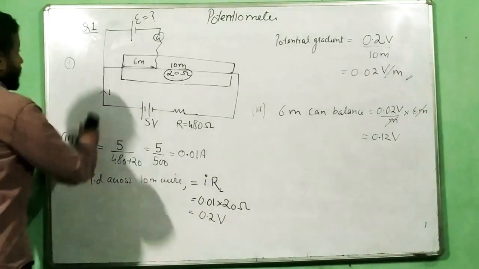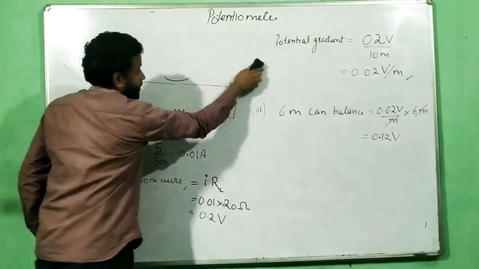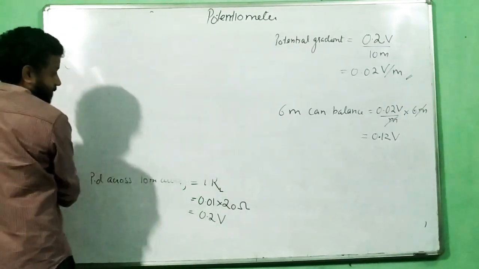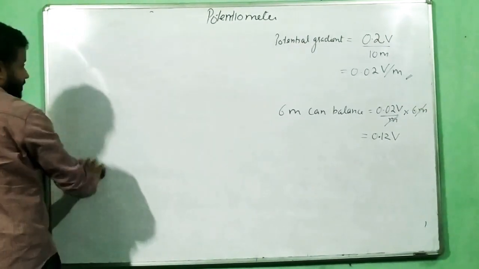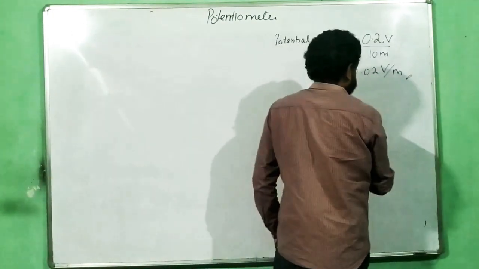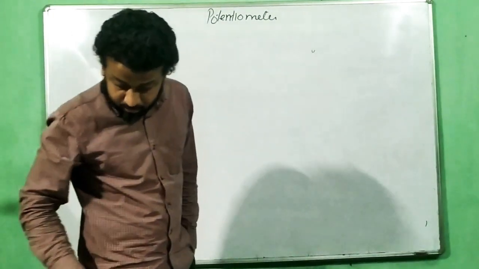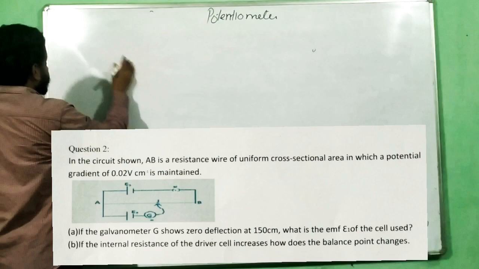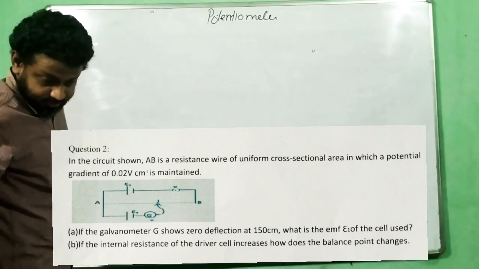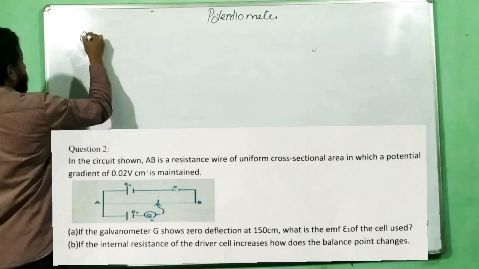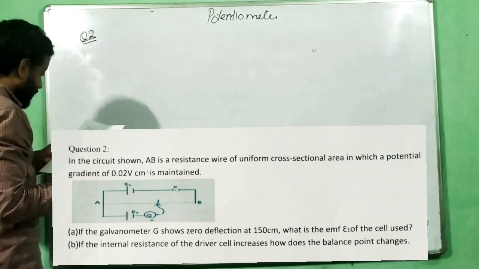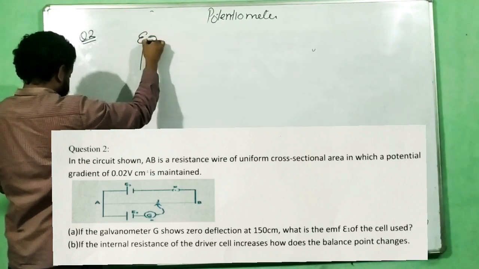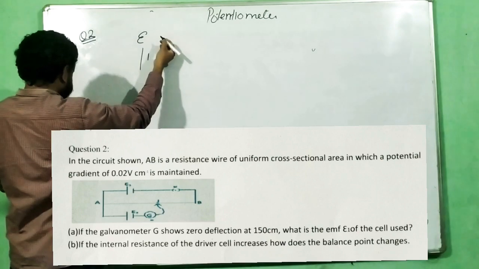And then we will go for the second question. Second question will now appear on your screen. Question number 2. It says that it has a driver EMF of E2, whose value is not given.